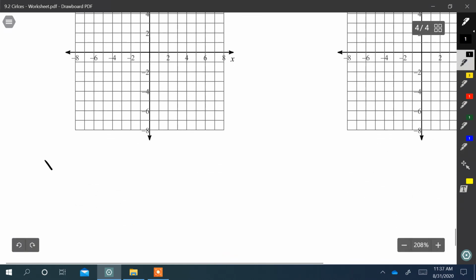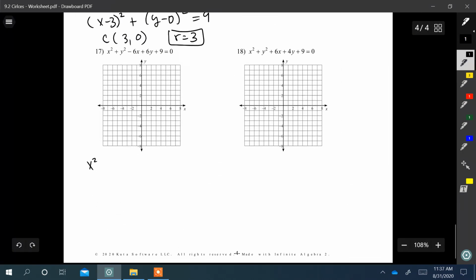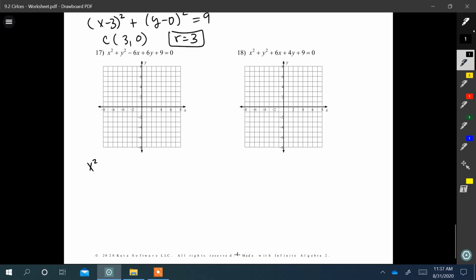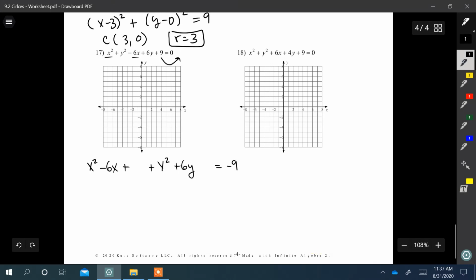We have x squared. We need to find that center and that radius. We got x squared. We're going to put the x's together, -6x. We're going to leave some space there because I need to complete the square. We got y squared plus 6y. And then the 9, I'm actually going to put it on this side, so it's going to be -9.